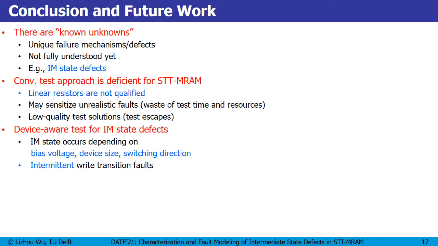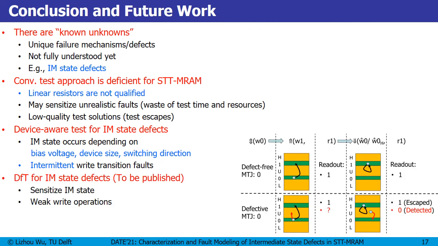As an alternative, in this work, we apply device-aware test to intermediate states. We have seen that intermediate state occurs depending on bias voltage, device size, and the switching direction. They lead to intermittent write transition faults. And clearly, intermediate state defects require dedicated DFT designs. Currently, we are working on DFT for the detection of intermediate state defects. Basically, the idea is we need to first sensitize the intermediate state. This can be achieved by using weak write operations. This work will be published soon.